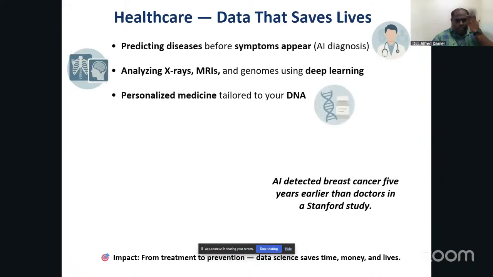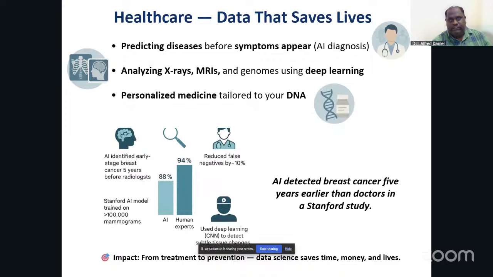Right. So as I already told you, we are going to see the applications. To simplify, I've categorized them into six categories. The first one is healthcare, the data that saves life. First, predicting disease before symptoms appear. Next, diagnosis, analyzing X-rays and MRIs using deep learning. Next, personalized medicine tailored to your DNA. These are some of the important, feasible applications related to healthcare.